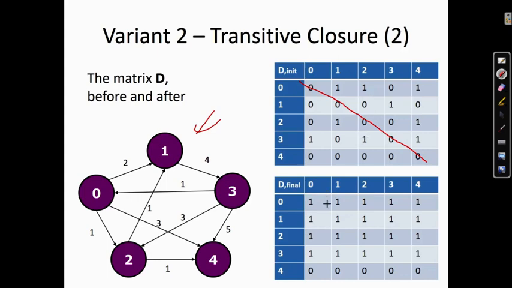Then at the end, after you run Floyd-Warshall variant 2 on this graph, here's what you get. Everything will be 1 except the last row, which is 0, right? If you just eyeball the graph, 0 can reach 1, can reach 3, can reach 2, can reach 4. Same thing, 1 can reach 0, 1, 2, 3, 4, and so on and so forth, except for vertex 4, because vertex 4 has no outgoing edges. So nobody is reachable from 4.